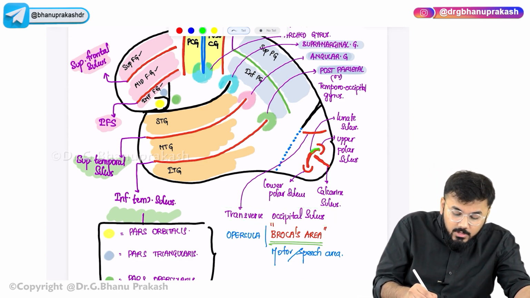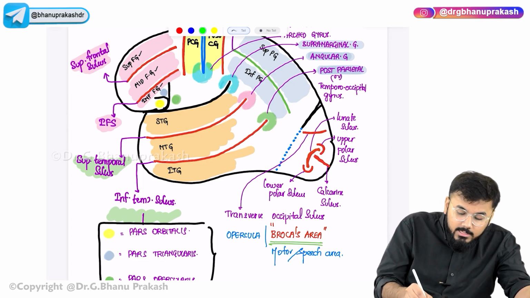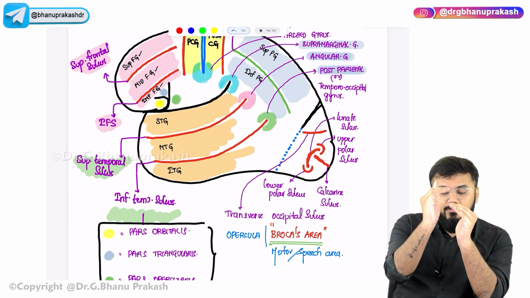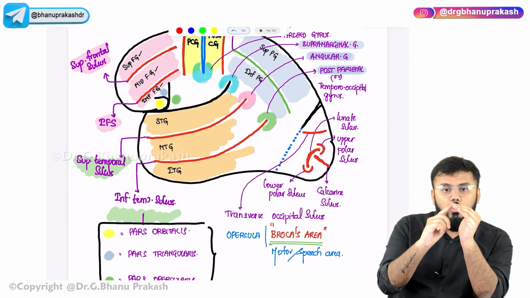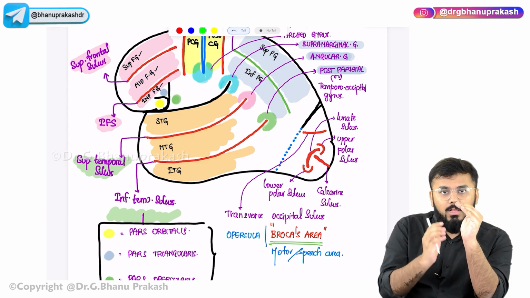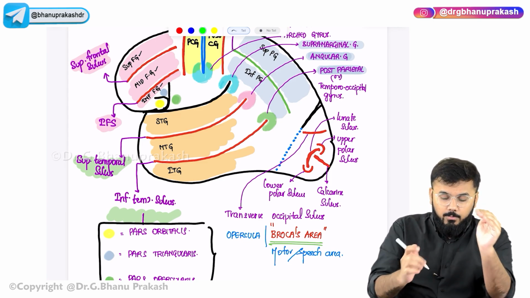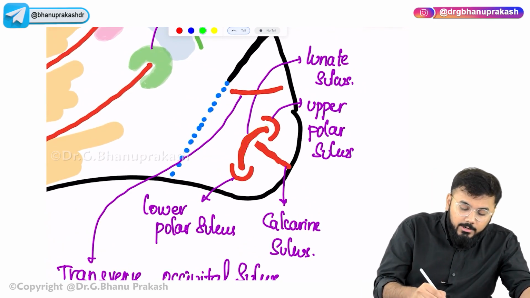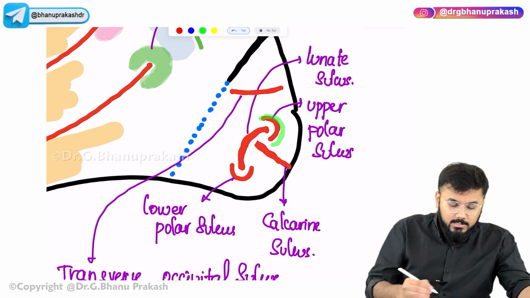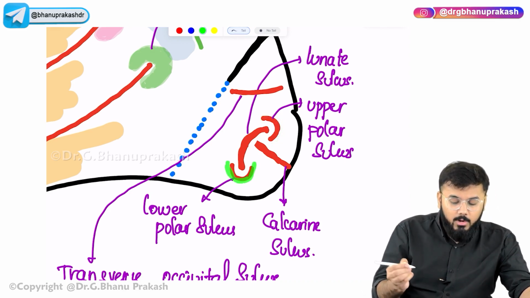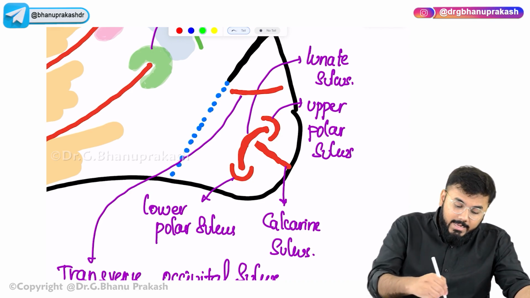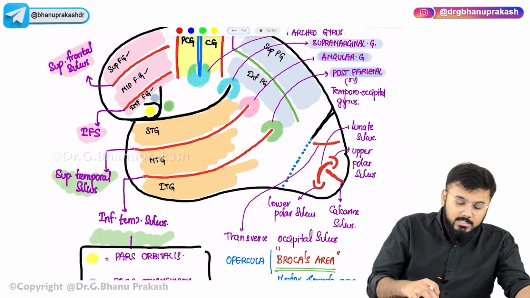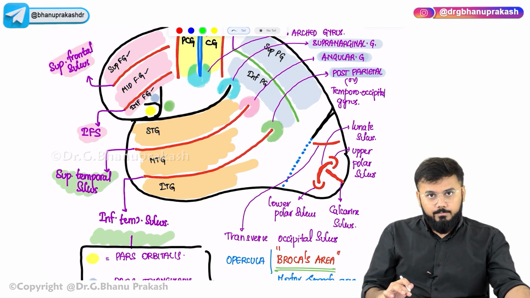Next, a sulcus which is in the form of a moon shape. This is called the lunate sulcus. If this is moon shaped, in the front of the moon shape, this is one pole, this is the other pole, the upper pole, and this is the lower pole. Now just zoom in here. This is called the lunate sulcus. Above that you have the upper polar sulcus, below that you have the lower polar sulcus. And connecting all of them, you have the calcarine sulcus on the back. So this is all about the occipital lobe.